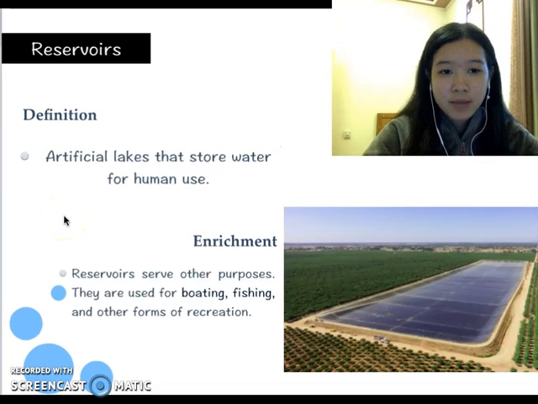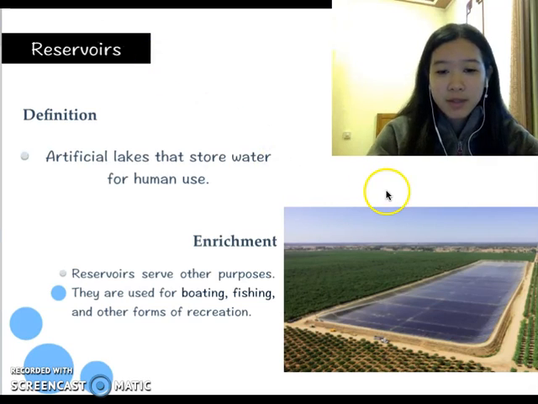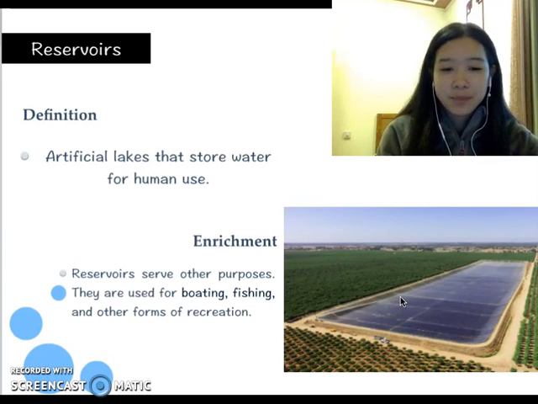Now let's look at reservoirs. Reservoirs are artificial lakes that store water for human use. In this diagram here, a reservoir is built on a farm beside the crops, so people can use water from this reservoir to irrigate their plants. Enrichment. Reservoirs also serve other purposes. For example, they are used for boating, fishing, and other forms of recreation.